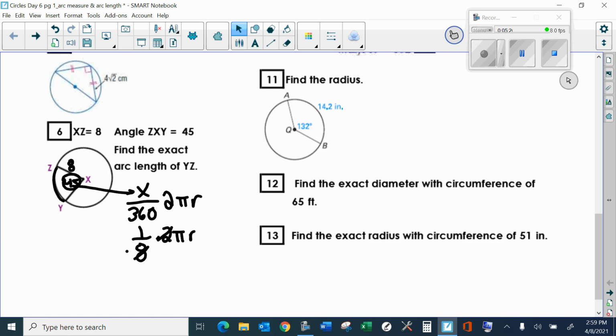Well, now the 2 cancels the 8 4 times. What's the r? The r is 8, so I can now substitute 8 in for the r. And now 8 cancels that 4 2 times, so I'm left with 2 pi. And then if there are units, whatever the units happen to be, that would be my arc length.